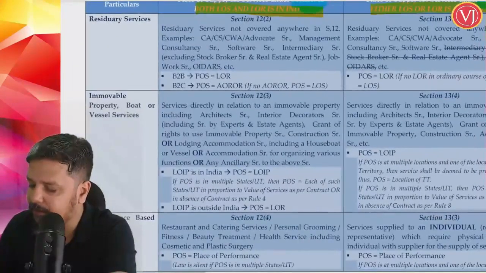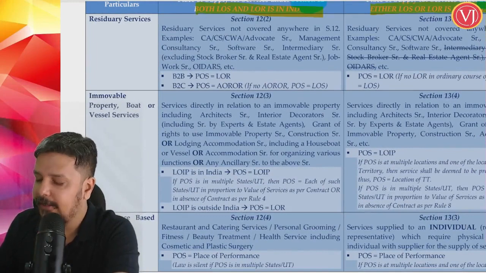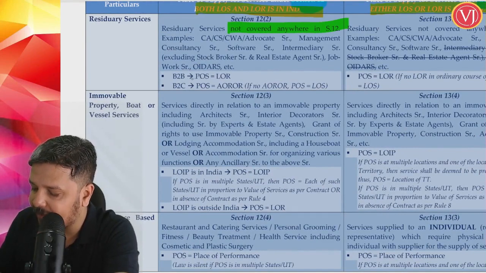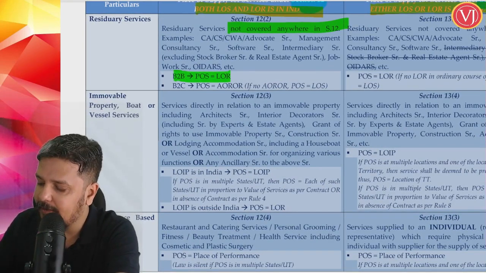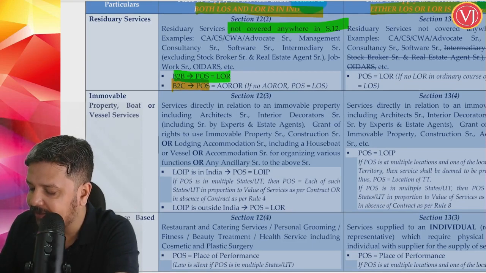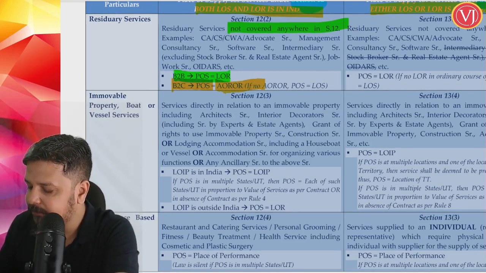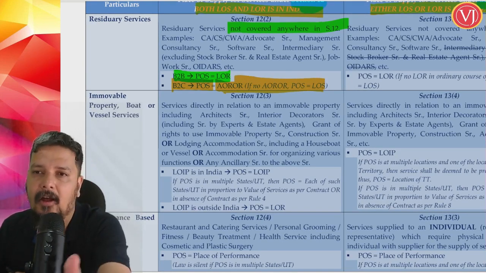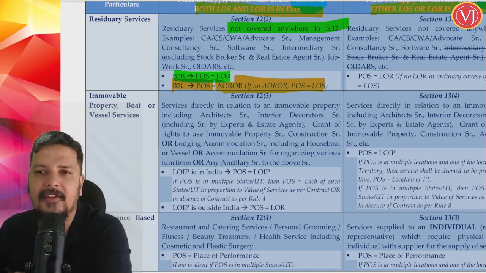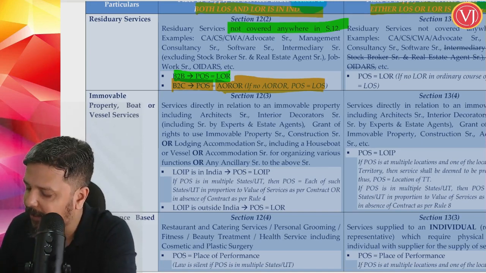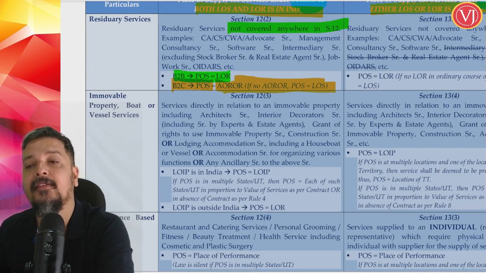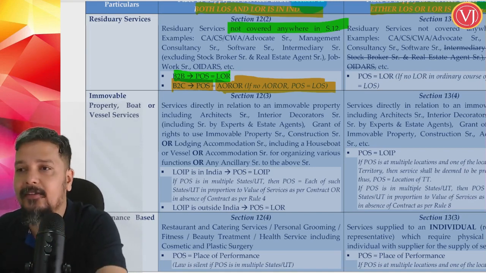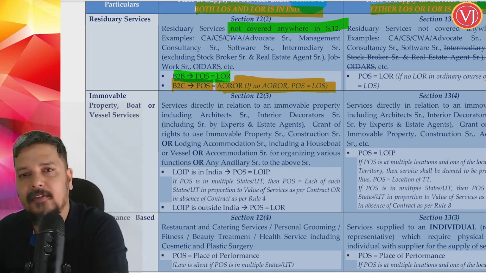What is the residuary provision? Residuary provision means if it is not covered anywhere in section 12, then your place of supply for a B2B transaction is the location of recipient. Your place of supply for a B2C transaction is the actual address of the recipient on record. Whatever address is available on records for the recipient. If you don't have the address of the recipient, then place of supply will become the location of supplier. See, in B2B, surely you will know who the recipient is and where he is located. So go with the location of recipient.